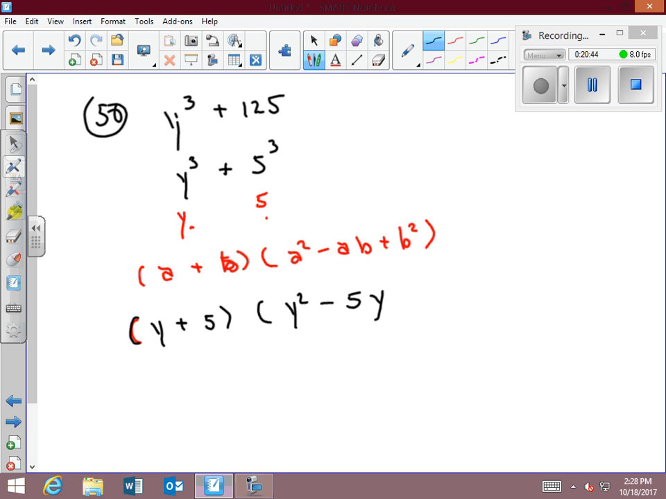Is that right? Commutative property of multiplication. And then the last term is 5 squared. 5 squared is what? 25? So there's the factorization of that problem. And you use your algorithm sheet, you just find it, figure out what A and B is, and set it up.